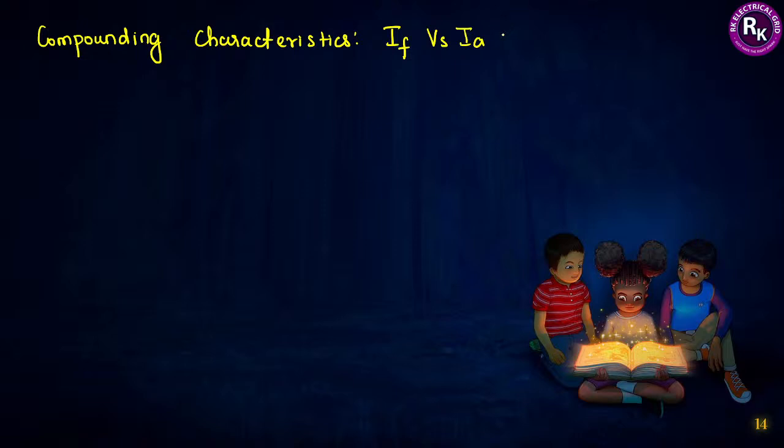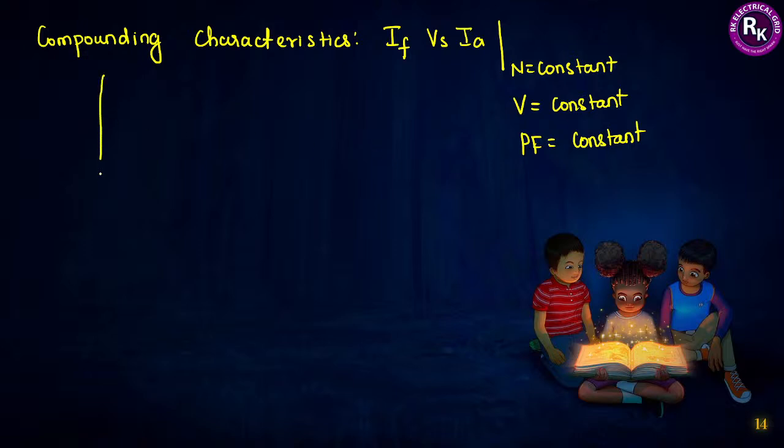First conclusion, when we are developing these compounding characteristics, speed should be maintained constant, first parameter. And terminal voltage should also be maintained constant. And the third one is power factor, which is also maintained constant. Understood? Now if you draw the curve between armature current IA versus field current IF, usually the field current has a certain amount of value. See, let me start from here.